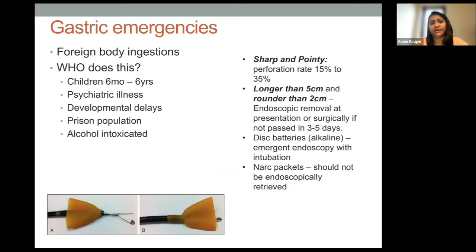Other things like foreign body ingestions. Now, typically, this is most common in children, although we see so many patients with psychiatric illness, with developmental delays, people from prison populations, because it's a way that they can get out of prison, at least for a brief period of time, or people with alcohol intoxication. People come in with all kinds of things. I pulled out 3 Sharpies from stomachs.